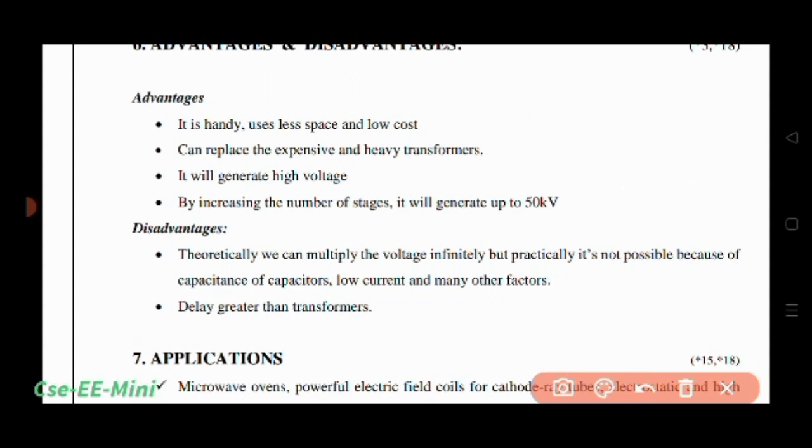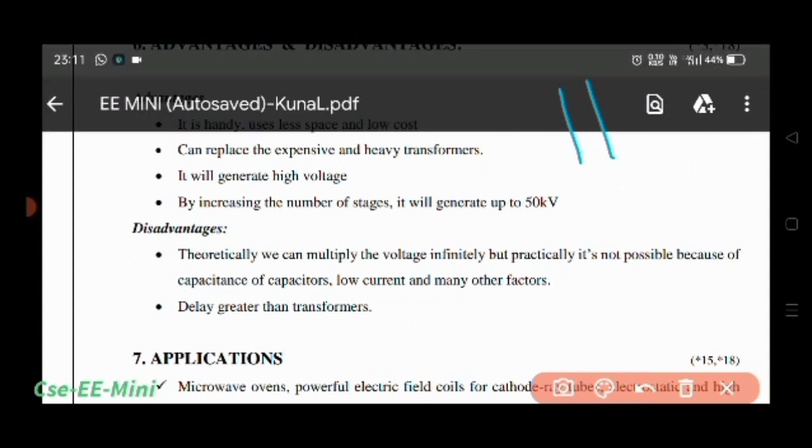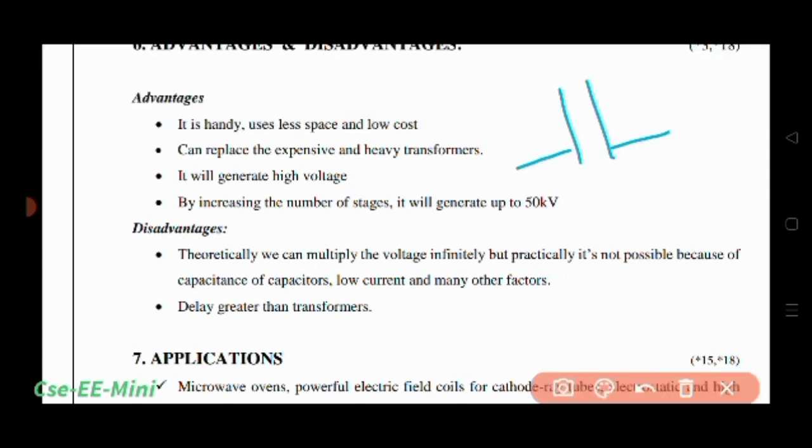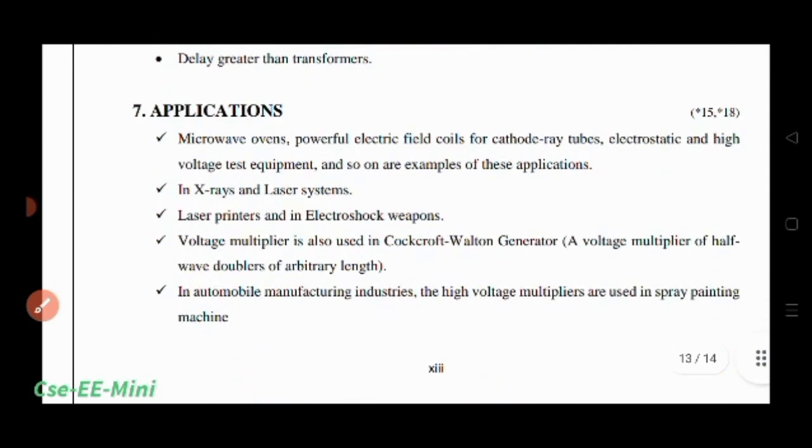The first disadvantage is that practically we do not multiply the voltage to infinity because of the capacitors and other factors, because the capacitors must have some capacity. So according to that capacity we are working with them. Those capacities have to be kept in mind when we are multiplying the voltage. Otherwise, the capacitor will break down and the diodes also break down. So these are the advantages and disadvantages we can see here.